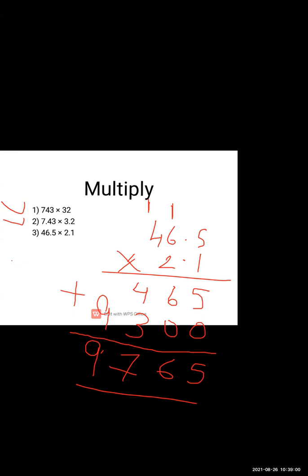Very good. It means 97 point. You have to count from the backside, from the unit place. Always the next number we are counting from the unit place only.